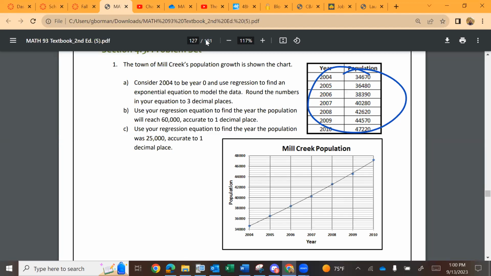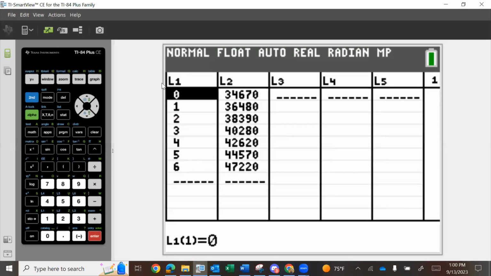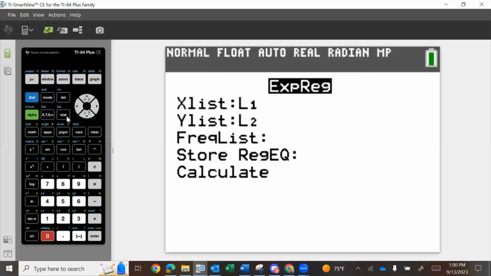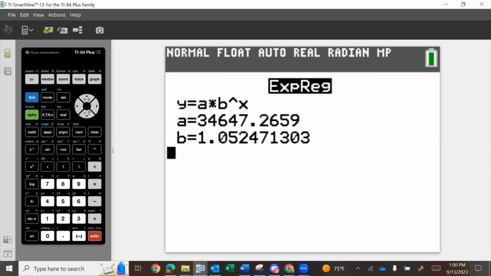So let's go do it right now. Okay, I've got all the data typed in there. So I'll go stat, right arrow, and then down to exponential regression. That's option 0. And let's see, was it 3 decimal places probably? Yes, it was. Okay, so let's write down that equation.